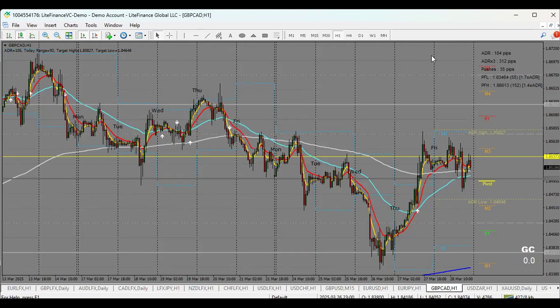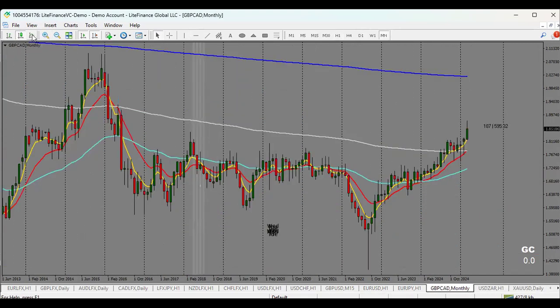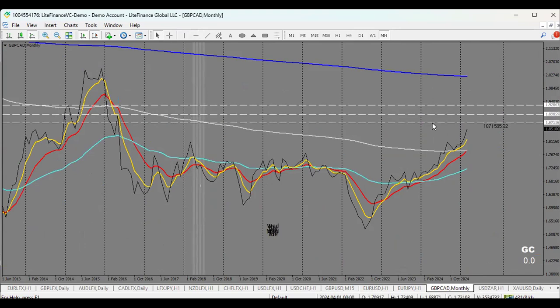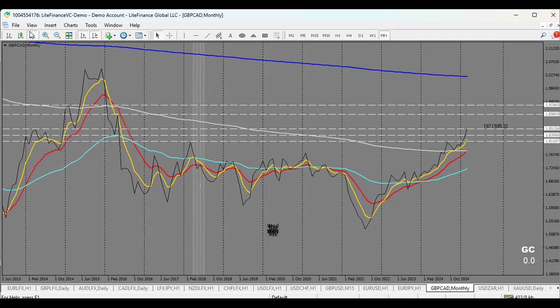So let us start our analysis based on the monthly time frame again. We'll be observing the support and resistance areas that are close to the current market price. So the current market price is here. So you can observe there's a zone here, and just below it, we have another zone. So that's it.